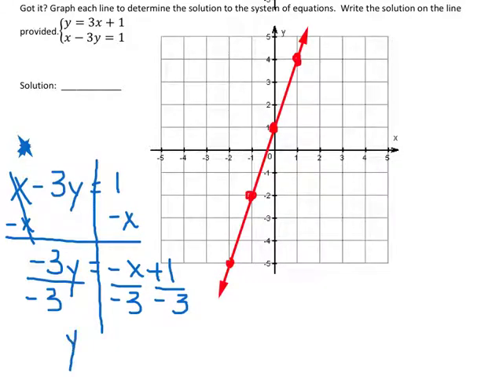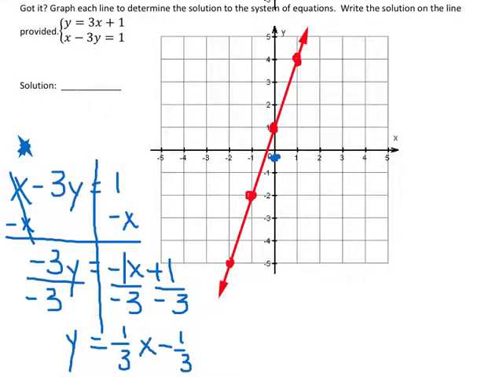So we get y equals, now remember there is a 1 in front of that x when you don't see it there. A negative divided by a negative is a positive, so I get positive 1/3 x. And a positive divided by a negative is a negative, so I get minus 1/3. This one's going to be a bit tricky as well because my y-intercept is negative 1/3. So I have to approximate that right about there.